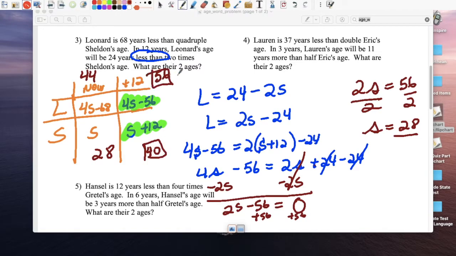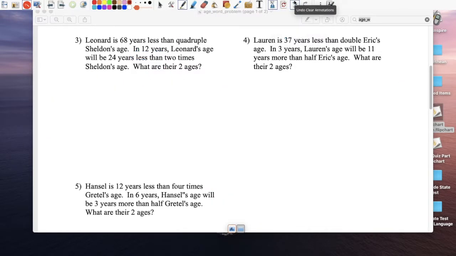So let's see if that relationship holds, which is 2 times Sheldon's age minus 24 should give you 56. So 2 times 40, right? So if you go 2 times 40, that's 80. 80 minus 24 is 56. Oh, we're good. All right, next.